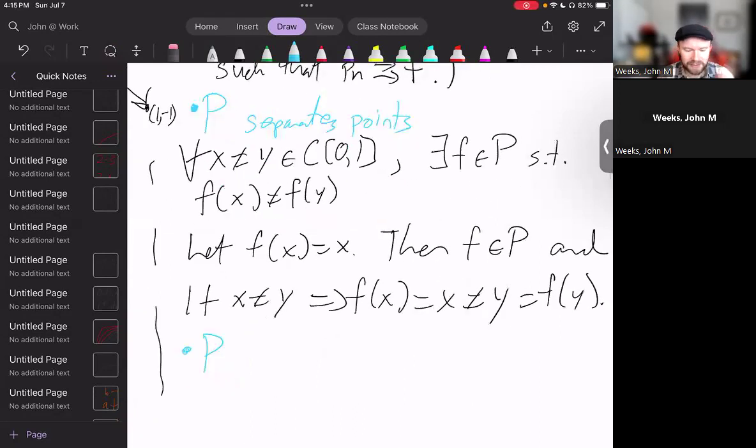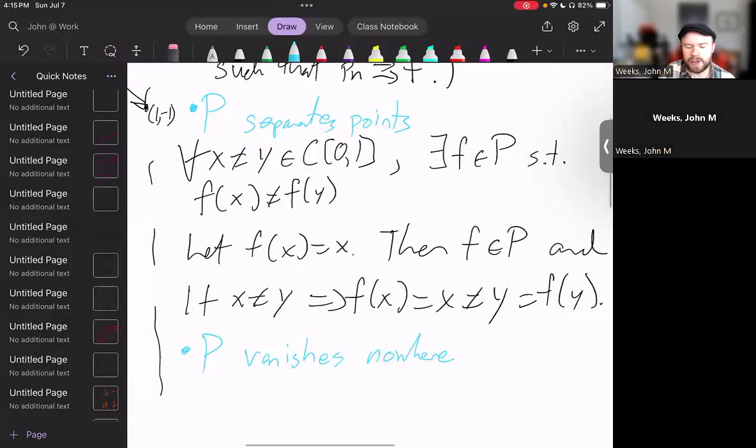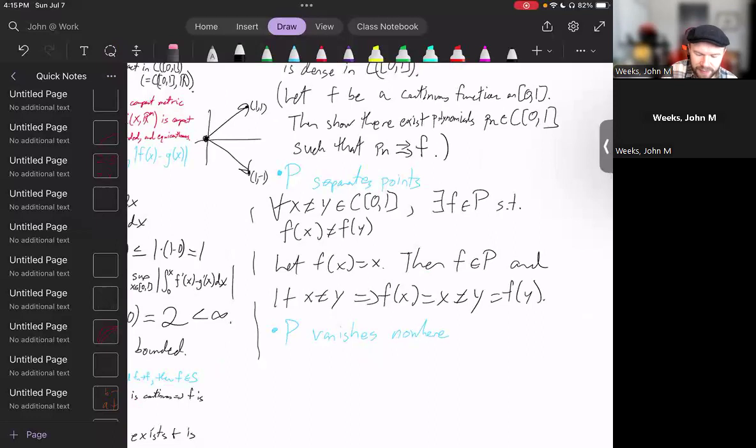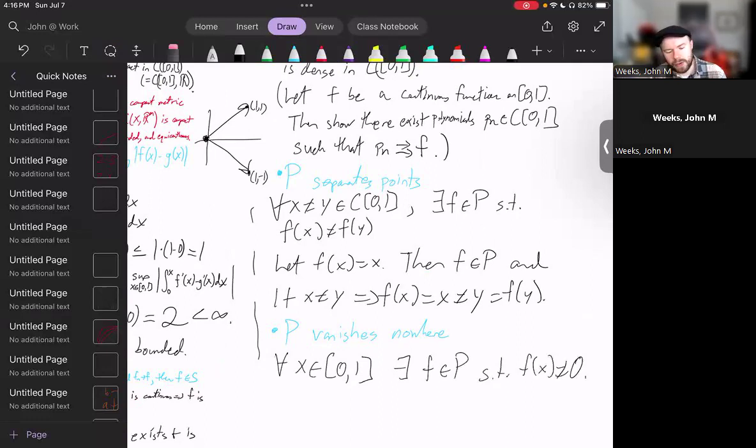But let's talk about what else we need to be showing here. Does P vanish anywhere? If it vanishes nowhere, then we're good to go. Another way to show this is, first, to recall the definition of vanishes nowhere. For all x inside of our domain, in this case 0 to 1, there exists a function f inside of the polynomials such that f of x is not equal to 0. So for all x inside of 0, 1, there is going to be some function where f of x just doesn't equal the 0 function.